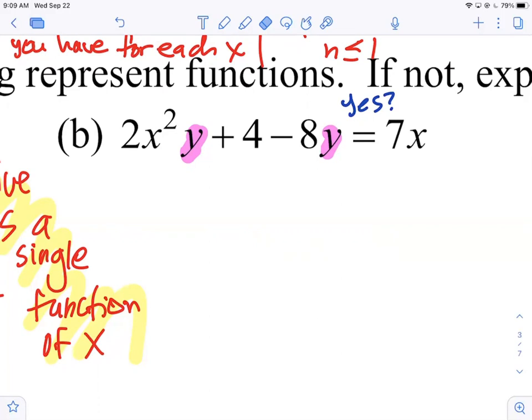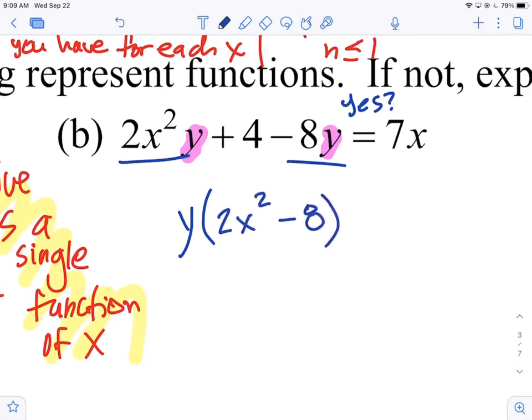But what do you notice, or what can we do if we have this term and this term, and there is a y that is common in both of them? Factor it out, right? Factor it. Let's factor out the y from those two terms. That gives us 2x squared minus 8. Just from those two terms, yes?